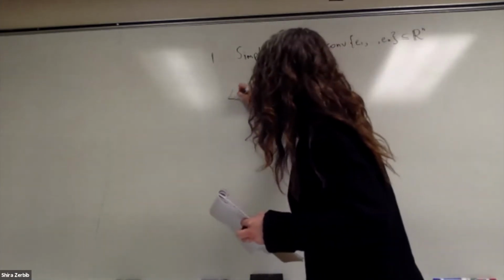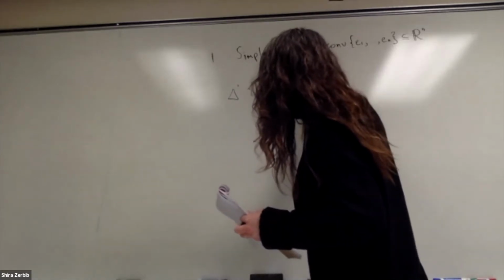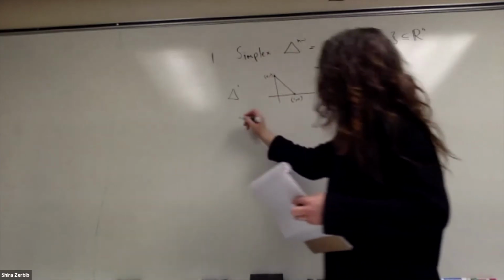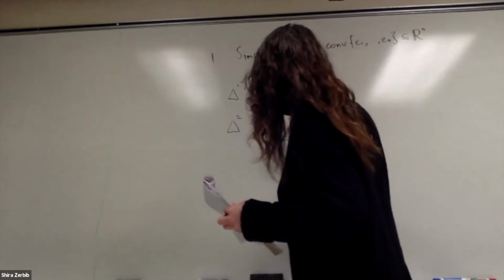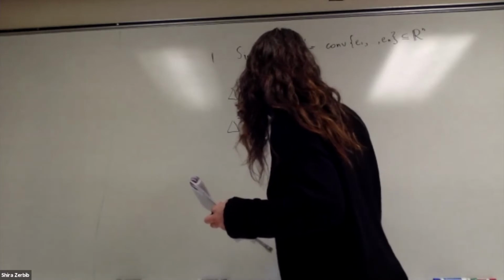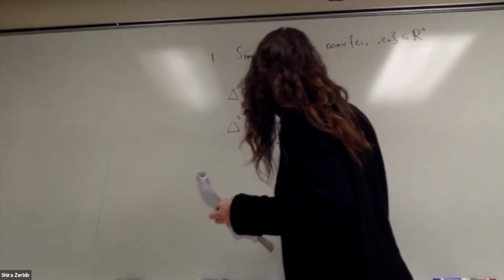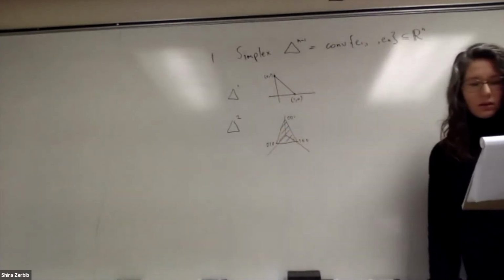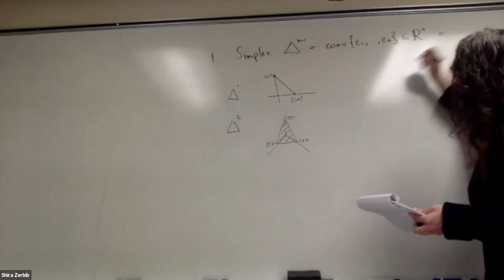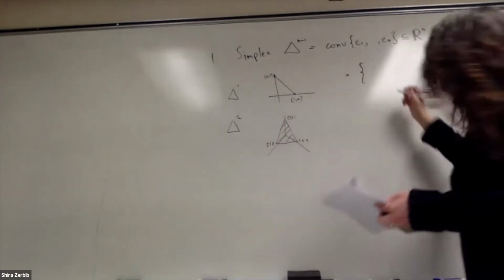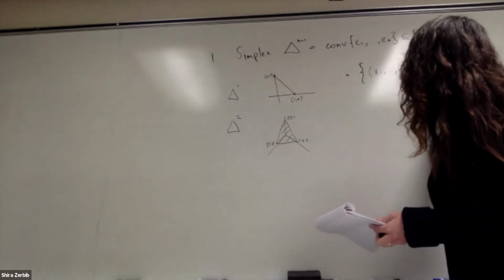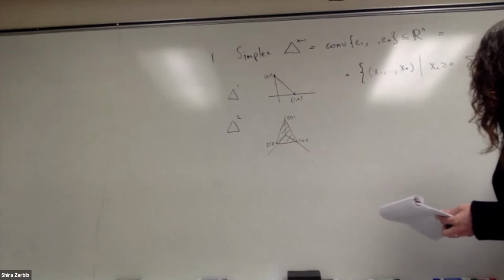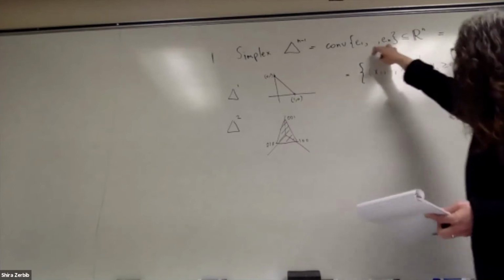So delta 1 will be this segment, where this is 0, 1, and this is 1, 0 in R2, and delta 2 will be this triangle in R3. This is 0, 0, 1, this is 1, 0, 0, and 0, 1, 0. All right. So we can write this as the set of all n-tuples x1 to xn where the xi's are non-negative and their sum is 1. This is just writing this convex hull explicitly.